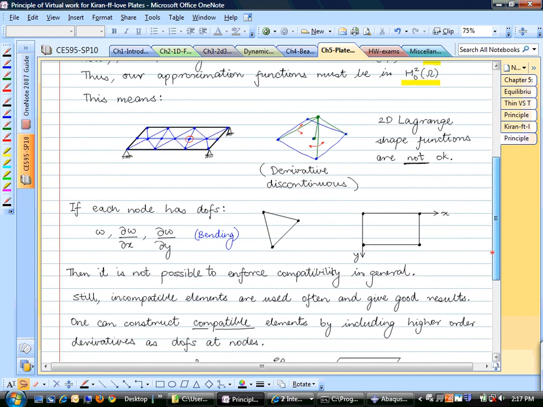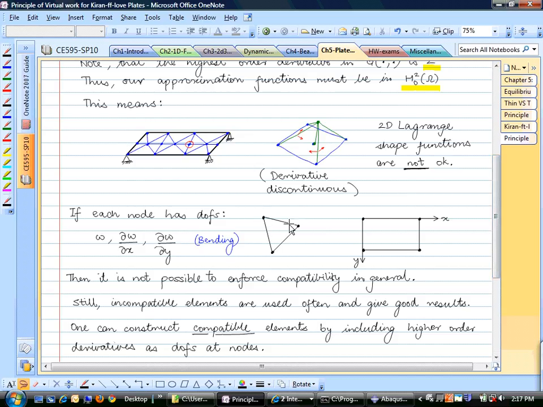And you can also show actually that if you have these 3-noded triangles or 4-noded quadrilaterals, and if you choose only 3 degrees of freedom per node only for the bending, there are obviously W1 and W2 degrees of freedom also. But let's say if you choose only 3 degrees of freedom for the bending directions, then it is not possible to enforce compatibility between these two faces. So what people do sometimes is construct higher order elements which have additional degrees of freedom at the nodes.